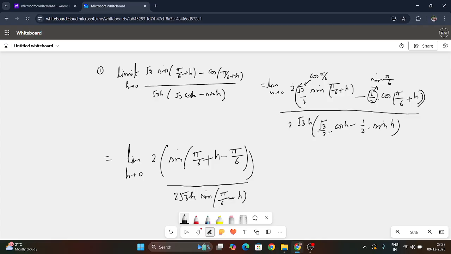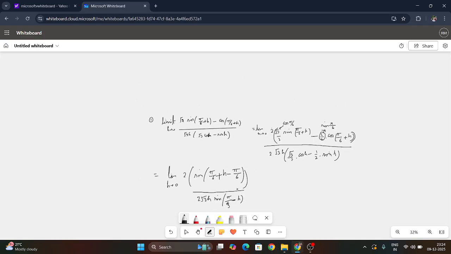Here sin 30 with cos h and cos 30 with sin h combine to give sin of pi by 3 (that is, 60 degrees) minus h: sin pi by 3 is root 3 by 2 times cos h, minus cos pi by 3, that is 1 by 2, times sin h. Okay, so this is the formula. Now let's solve it.